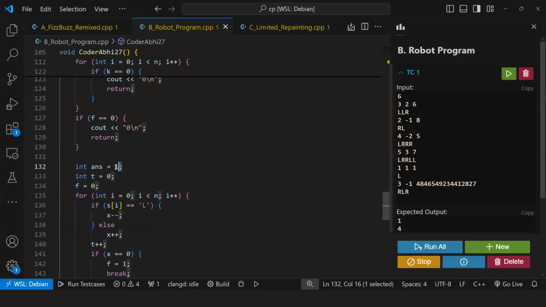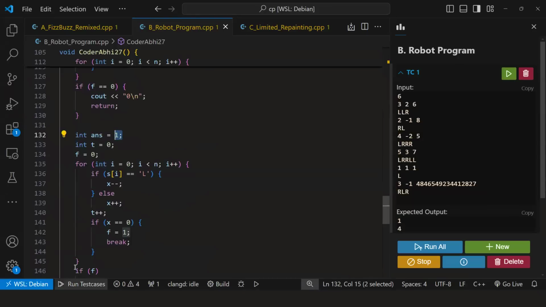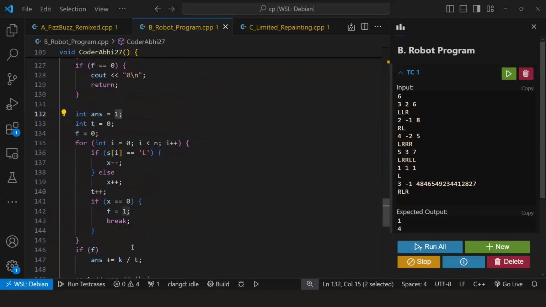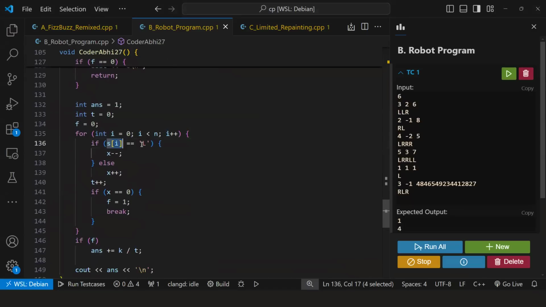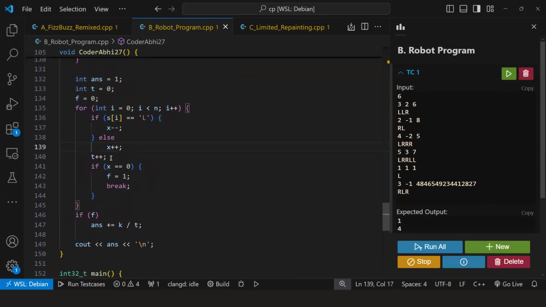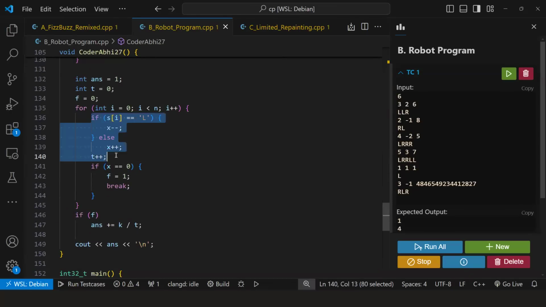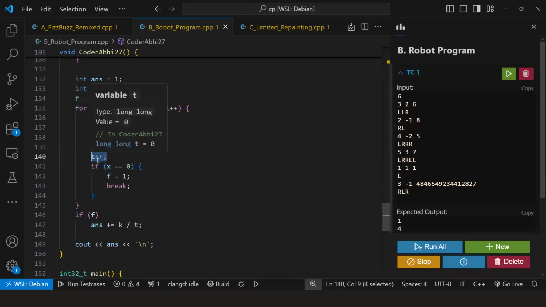So now my answer is 1. I've initialized this answer with 1, and to that I'll add the count after computing t2. Now I'll try to compute t2. I'll move, and if I get L, I do x minus minus, otherwise x plus plus, and I keep doing t plus plus. For every step I do t plus plus, this way I'll compute the time.